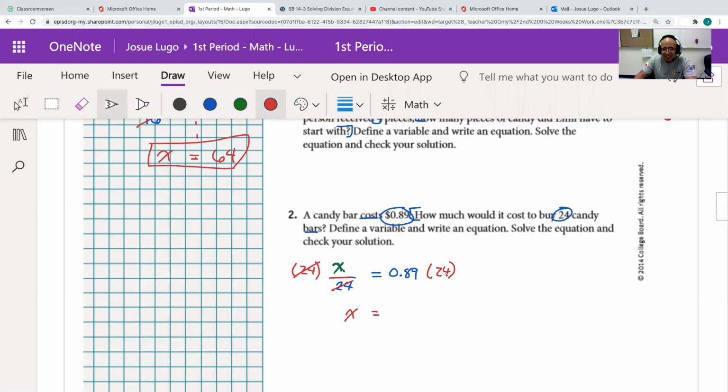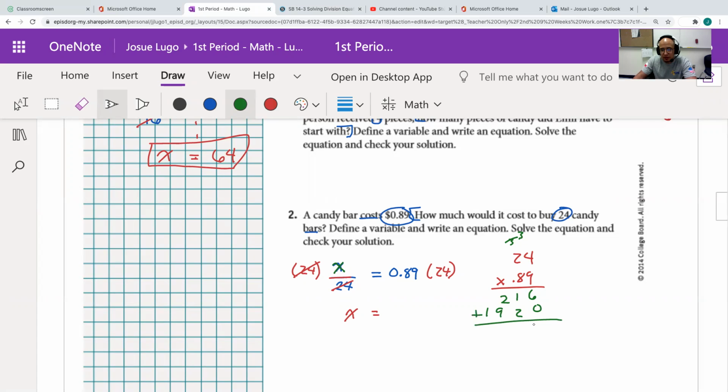X will be whatever 89 hundredths times 24 is. So let's go ahead and do that. 24 times 0.89. You don't need the 0 right there. 9 times 4 is 36. 9 times 2 is 18 plus 3, 19, 20, 21. We're done with this. 8 times 4 is 32. 8 times 2 is 16. Plus 3 is 19.